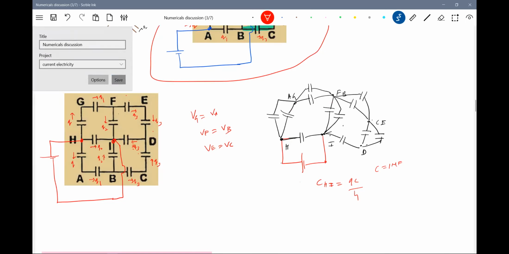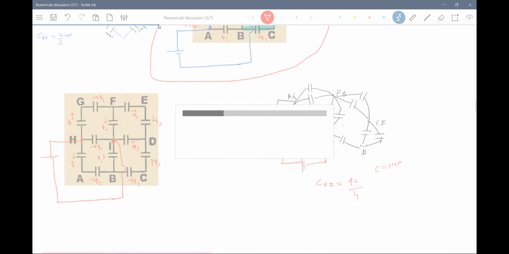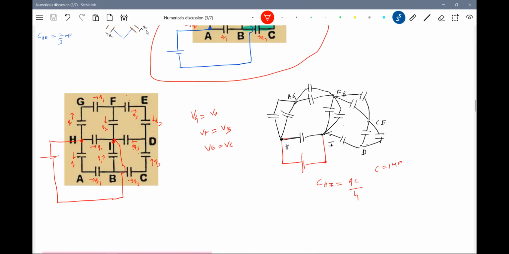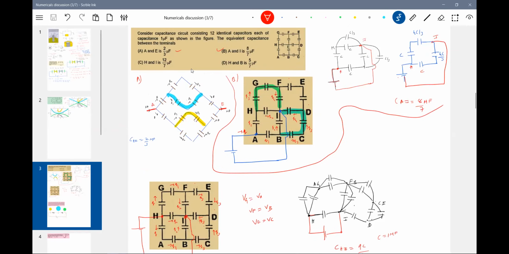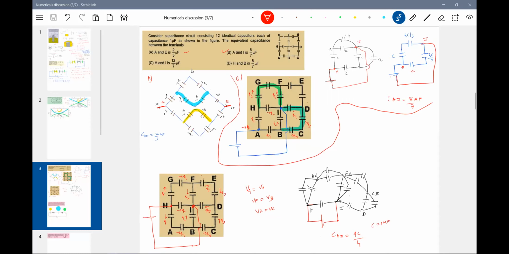Work out the other one. So it took a lot of time. So I'll take the next one. The complete description of the problem. This is what we are discussing.